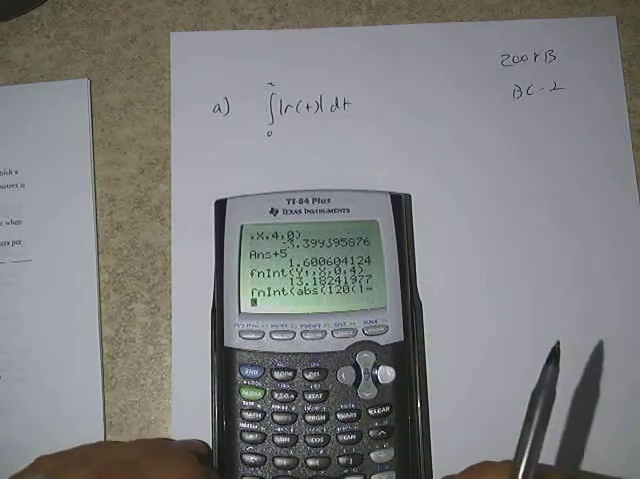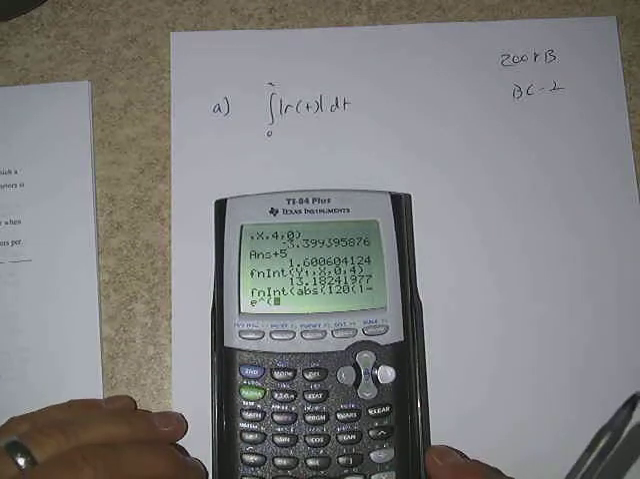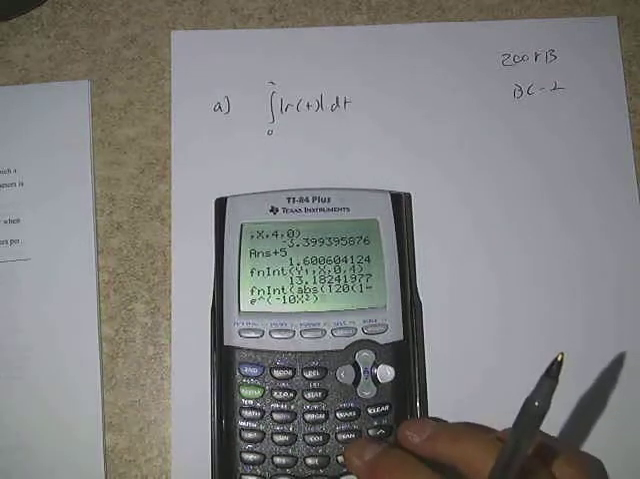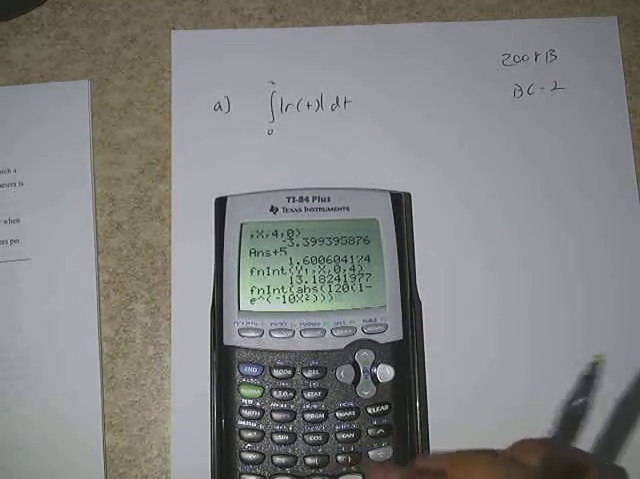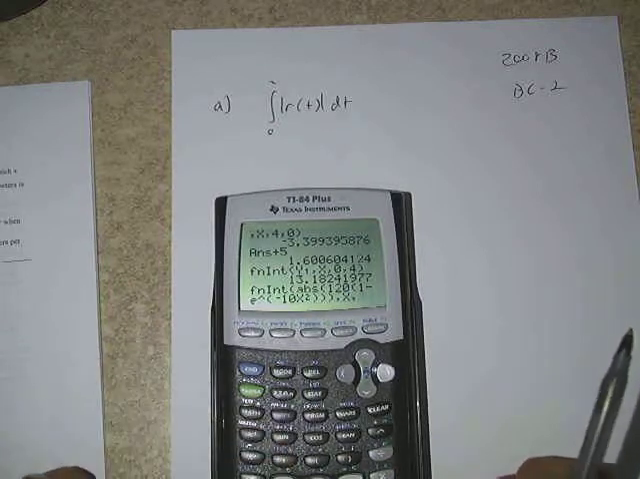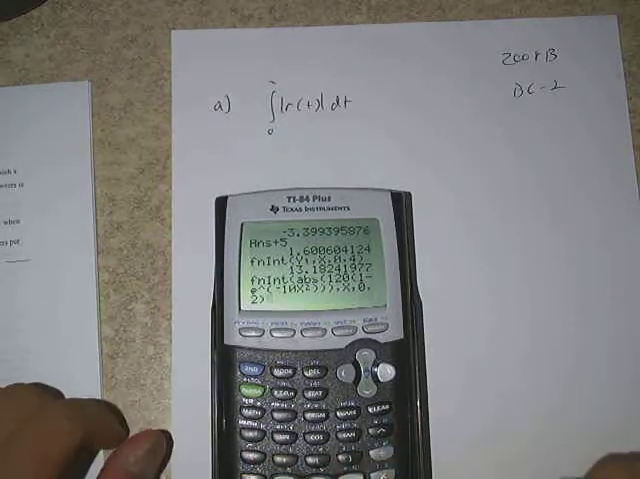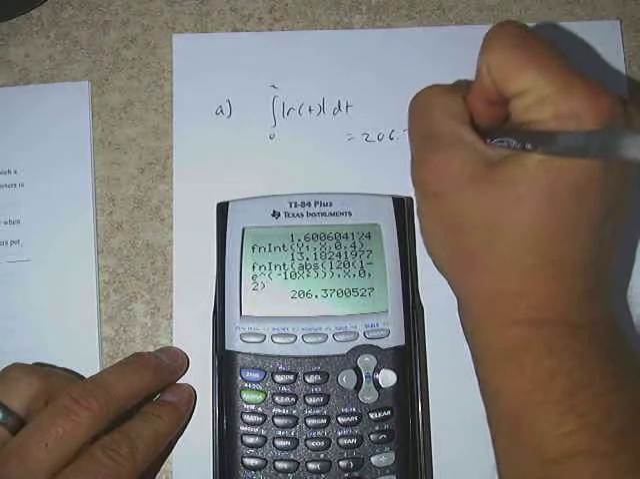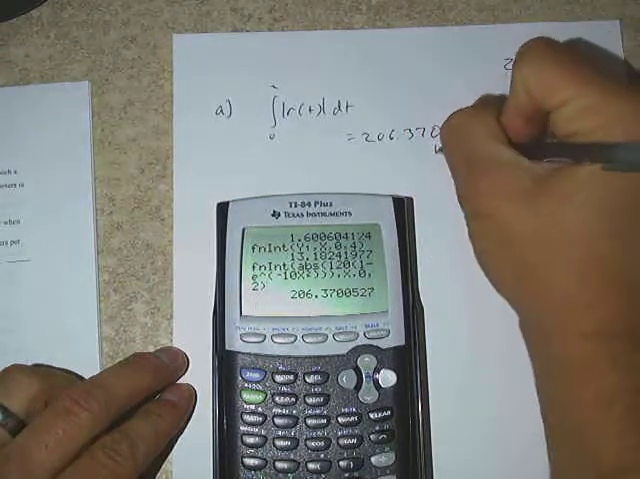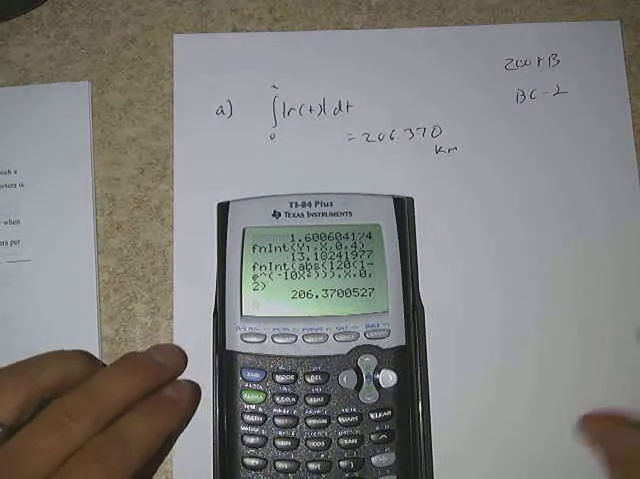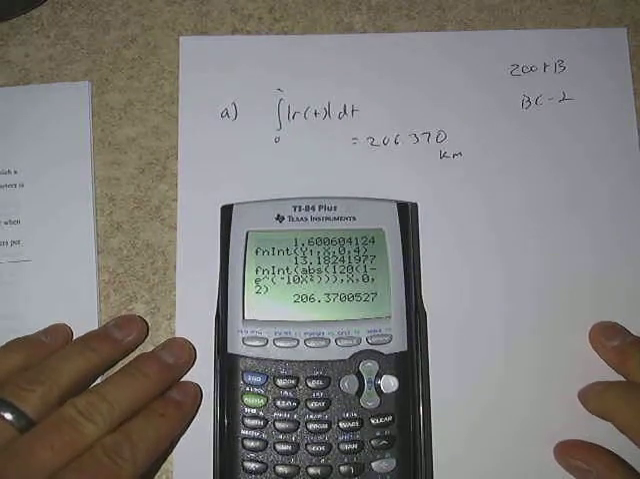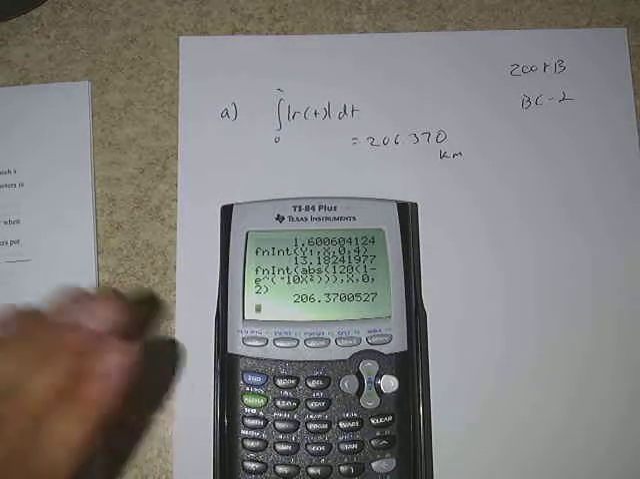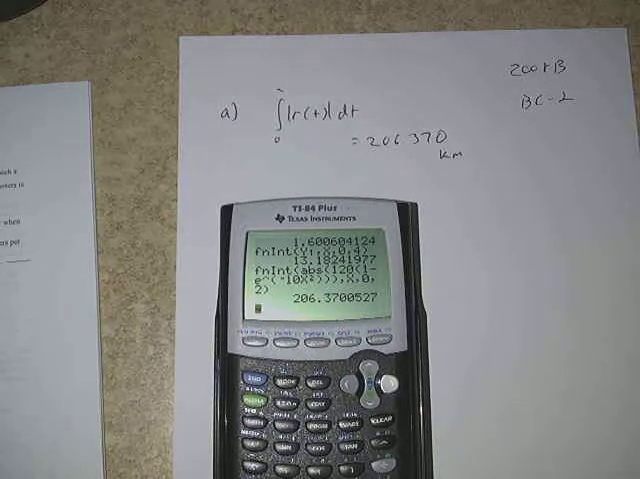So we do our math 9 again. We do our absolute value, and the function is 120 times 1 minus e to the negative 10x squared. Alright, close that one, and 2 more parentheses, I guess. And we're going 0, 2. Should be 206.370 kilometers.